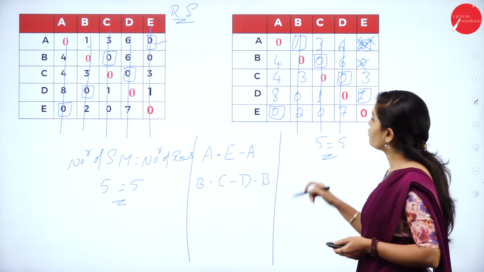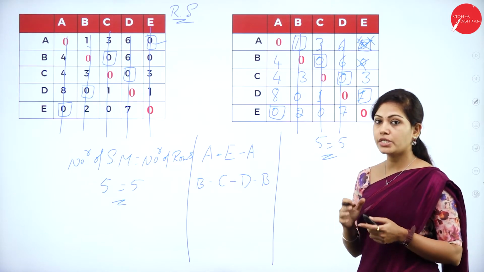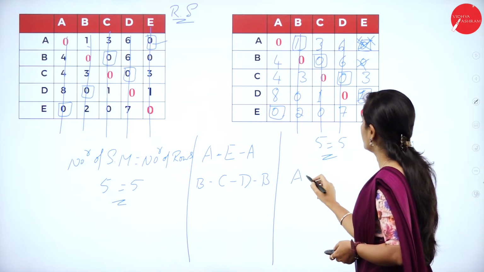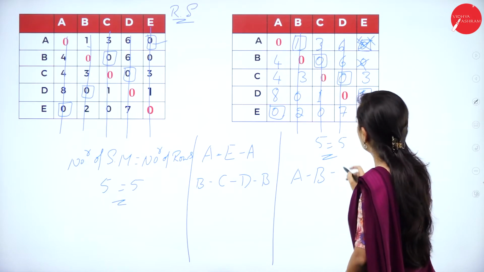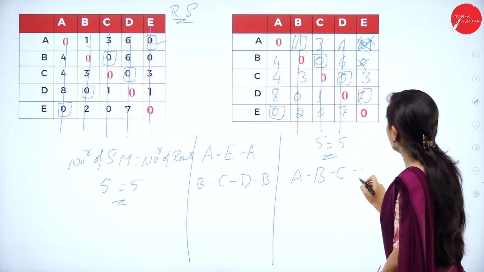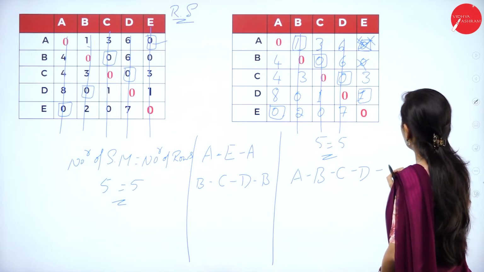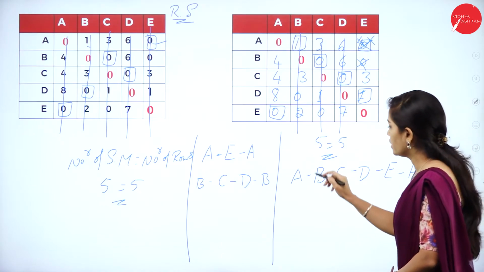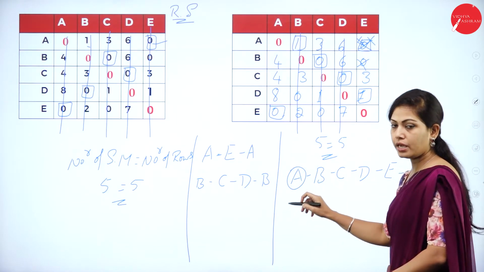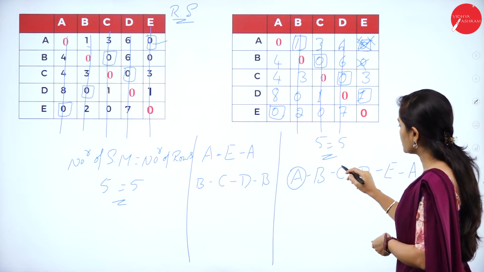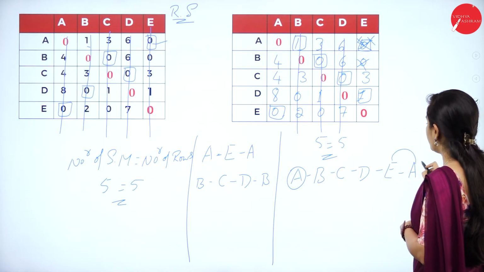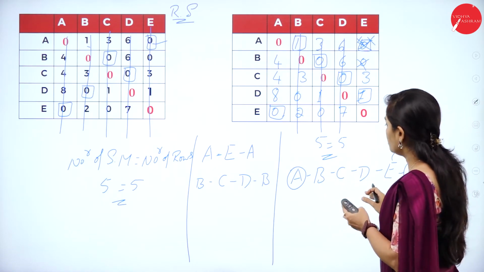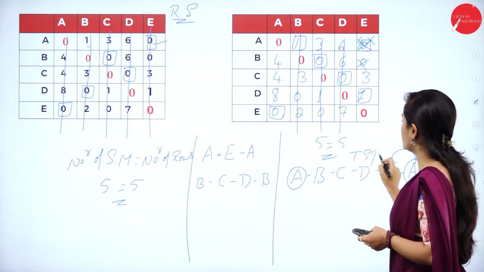Now you can cross verify whether the traveling salesman problem condition is satisfied or not. So he traveled from A to B, then B to C, then C to D, and D to E, and E to A. He started his journey from point A and traveled to B, B to C, C to D, D to E, and again E to A. Again he must return back to the same point. So now the traveling salesman problem condition has been satisfied.